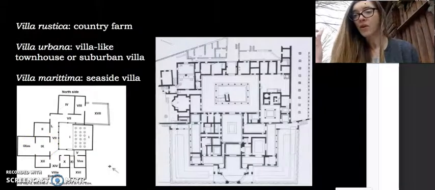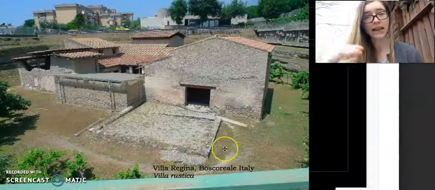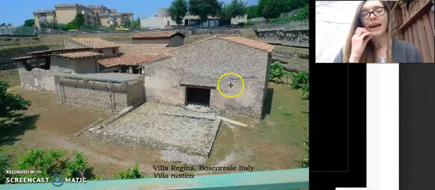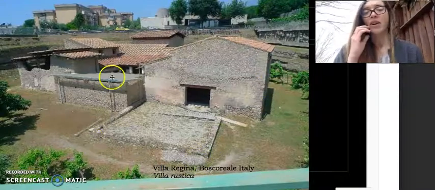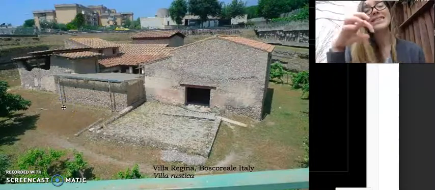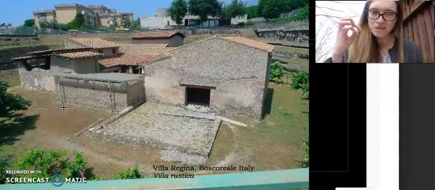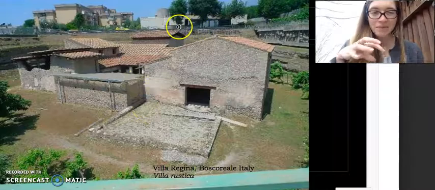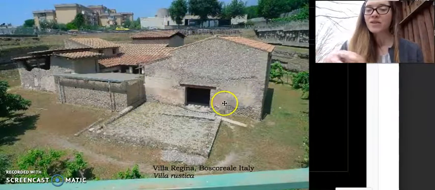So just a quick rundown of a couple examples. Here's our Villa Regina. This is a rustica type found just outside Pompeii in an area called Bosco Reale. And here you can see a sort of barn structure, a garden plot out here, the courtyard that all of the rooms of the villa are arranged around, so we don't really see too much evidence of that atrium style domus structure being integrated into these rustica type villas. The entrance is over here on the right of this barn structure.